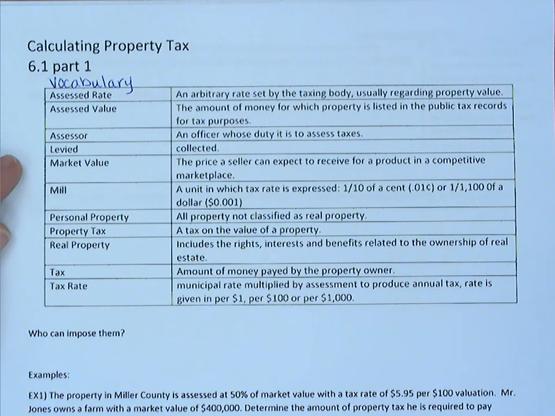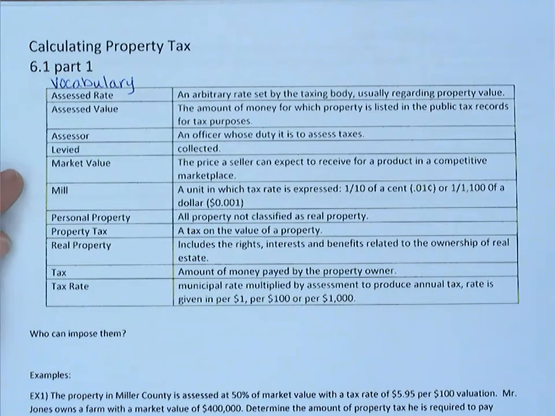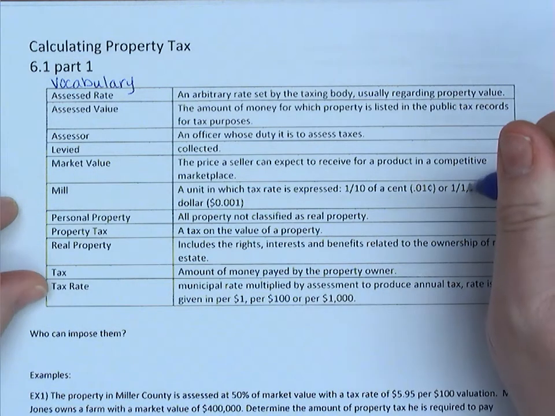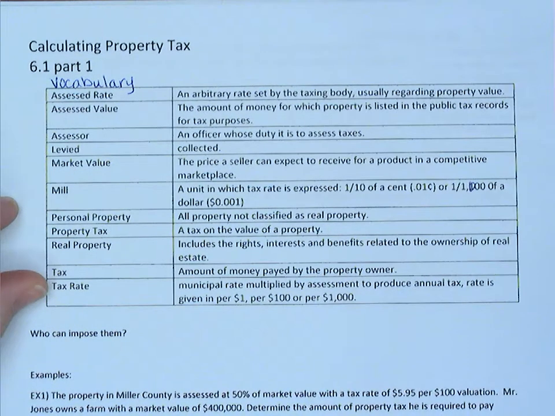Levied means collected. Market value is the price a seller can expect to receive for a product in a competitive marketplace. Mill is a unit in which tax rate is expressed, so 1/10 of a cent or 1/1000th of a dollar. Personal property is all property not classified as real property. Property tax is a tax on the value of property.